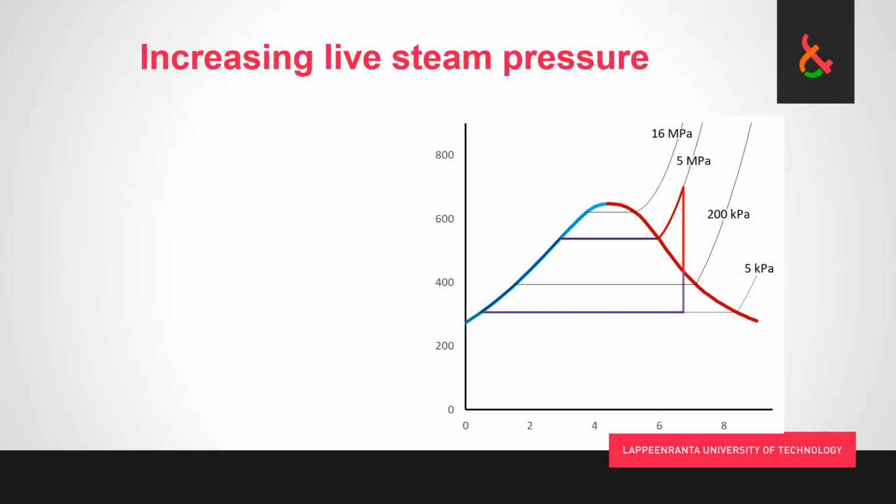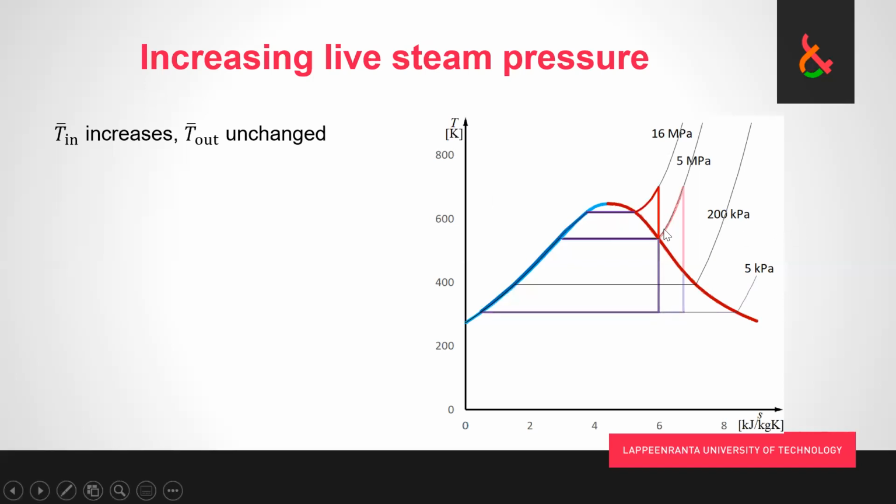And the first thing that we could think of doing is we could try to increase the live steam pressure. And what does that do? If we move from 5 megapascals to 16 megapascals of pressure, the TS diagram process looks like this now. And quite clearly we can see that the average temperature of heat addition is increased, mostly because the boiling temperature is now increased because of the higher pressure. So heat addition in this part goes up. And heat removal temperature doesn't change anywhere because we didn't change anything except the live steam pressure.